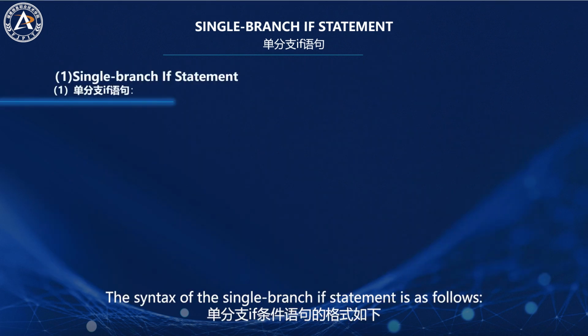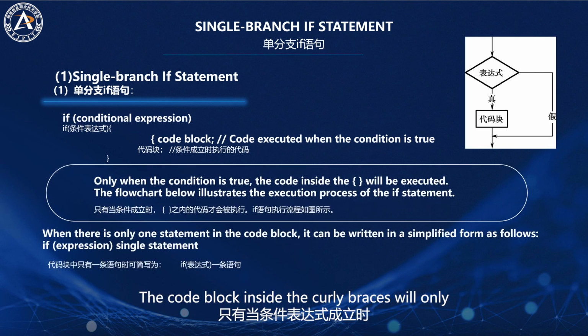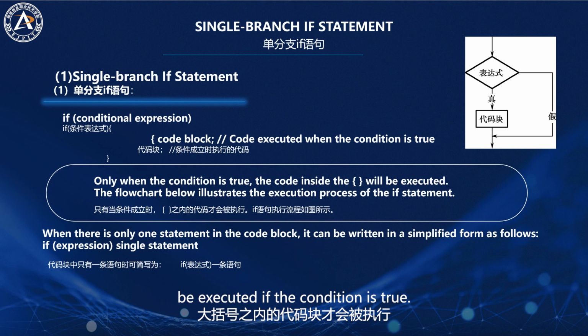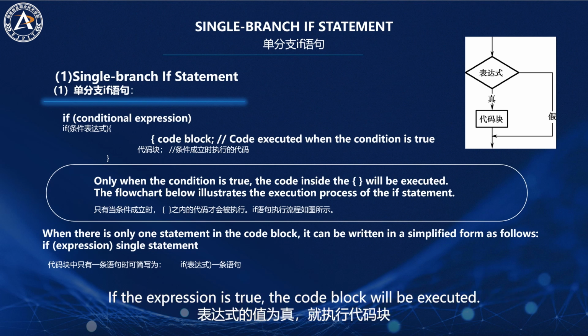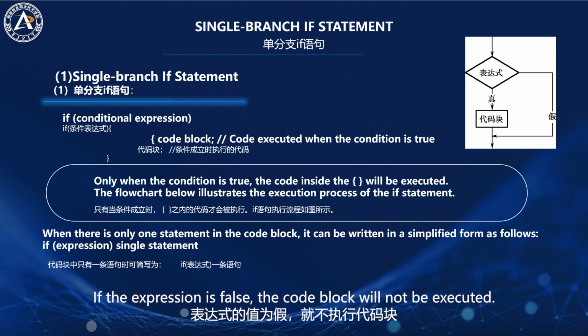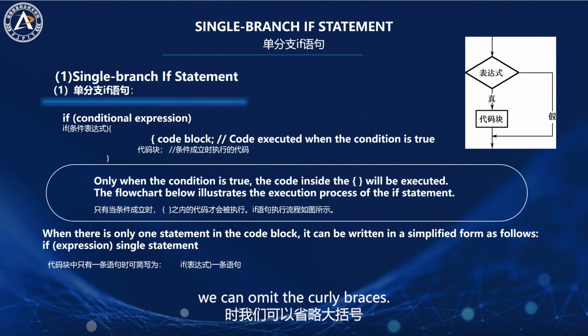The syntax of the single branch if statement is as follows. Code block inside the curly braces will only be executed if the condition is true. The execution process of the single branch if statement is shown in the figure. If the expression is true, the code block will be executed. If the expression is false, the code block will not be executed. If the code block contains only one statement, we can omit the curly braces.